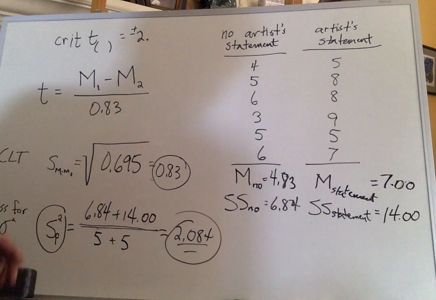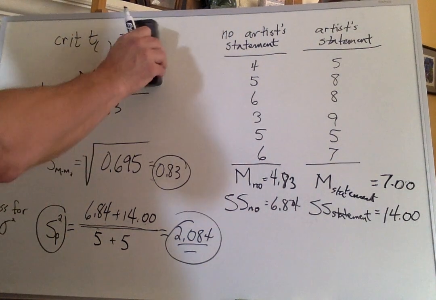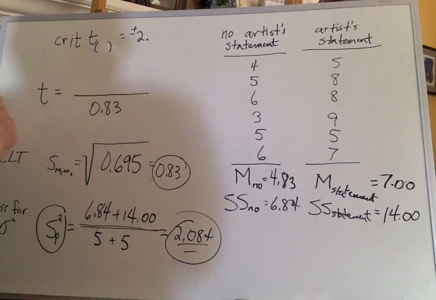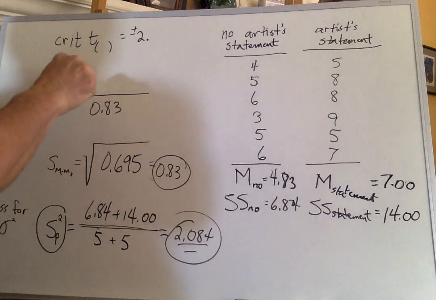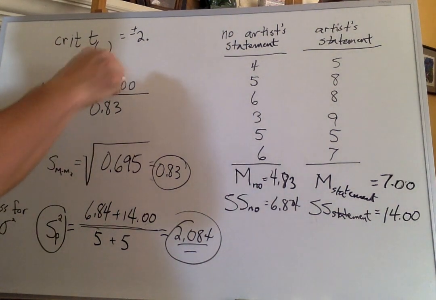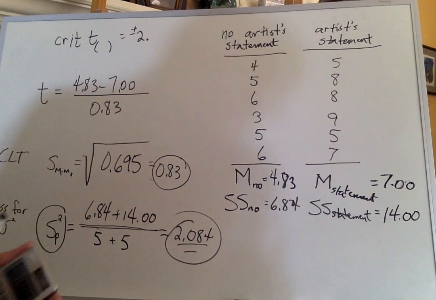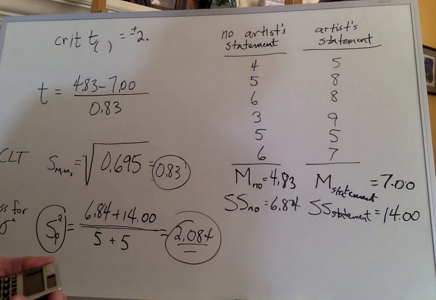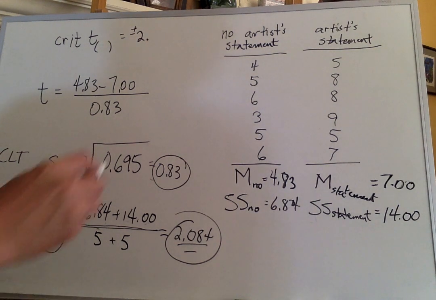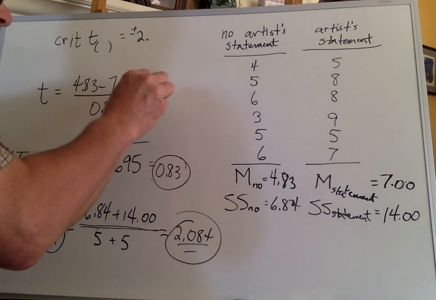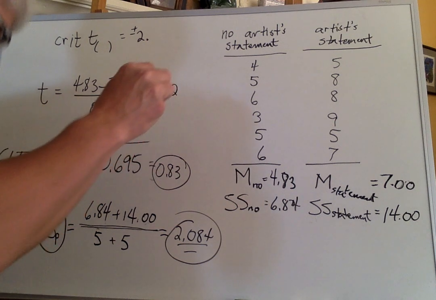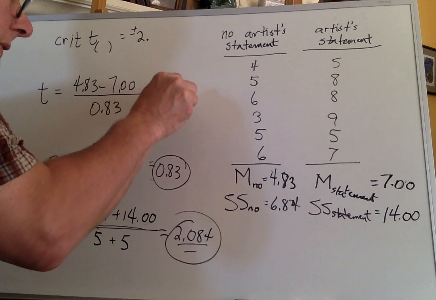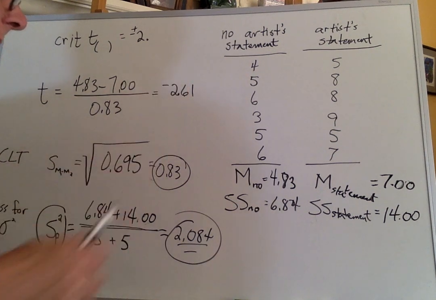And then we're going to subtract one mean from another. So we have 4.83 minus 7 divided by this value. So let's do it. Let's get our t. 4.83 minus 7 divided by 0.83. Our t value is negative 2.61. Okay.